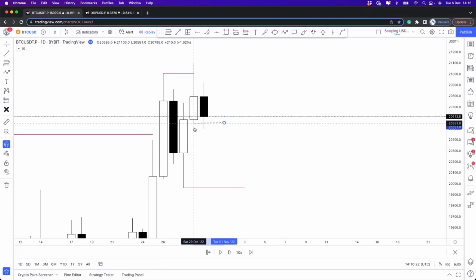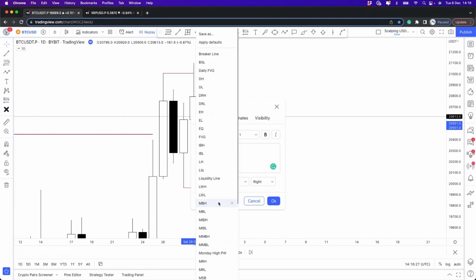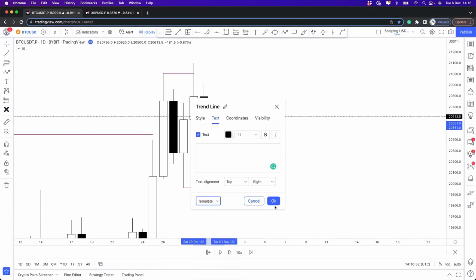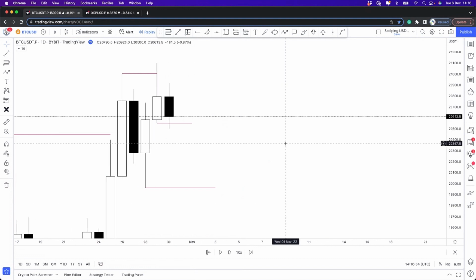So we want to make sure we use our magnet tool so that we get that accurate. And then we want to label this up. I call it a raid line. Again, it's just a break of structure or a key high or a key low.